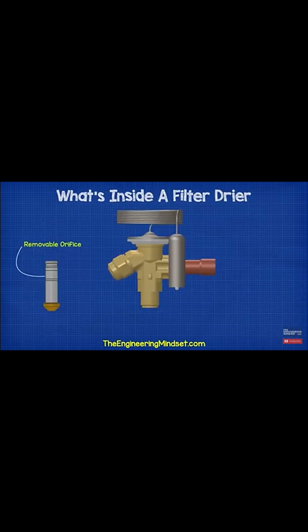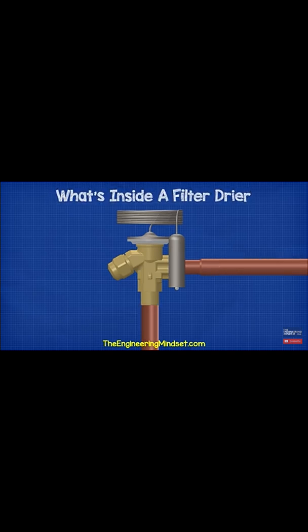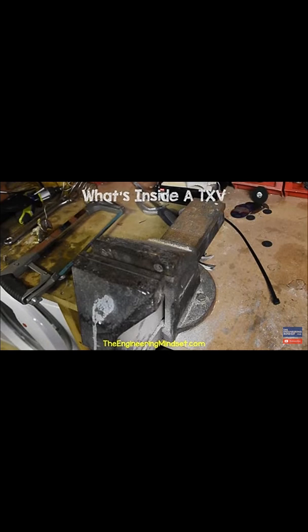We place a removable cartridge inside the inlet of the expansion valve. This has an orifice which works with the valve to control the flow of refrigerant. There are different sized ones depending on the cooling capacity and the refrigerant being used. Okay, enough about that, let's cut it open and look inside.